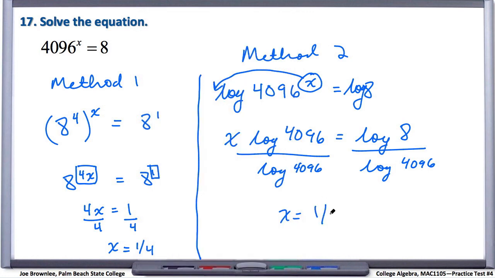So again, we still get the same answer either way. Whichever method you prefer, unless of course your professor has explicitly told you to solve it one of these two methods, then it really is kind of user's choice. So either way, number 17, x equals 1/4.